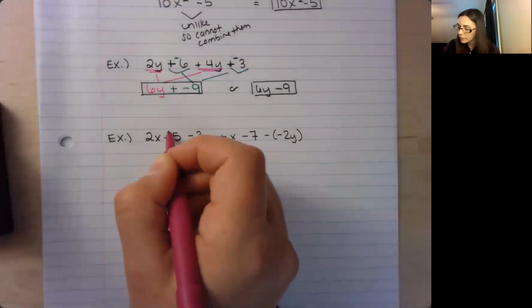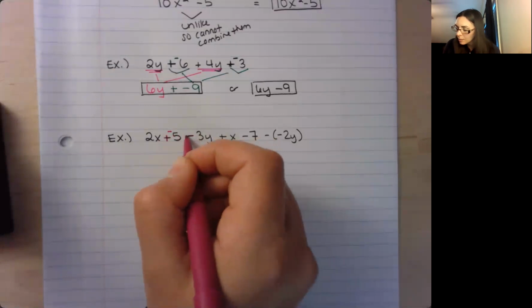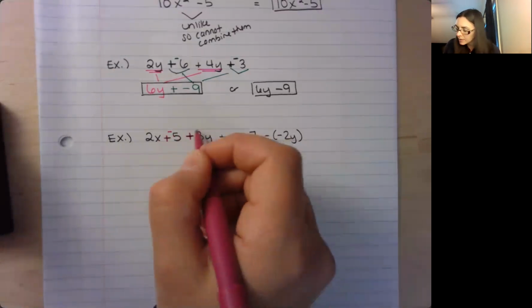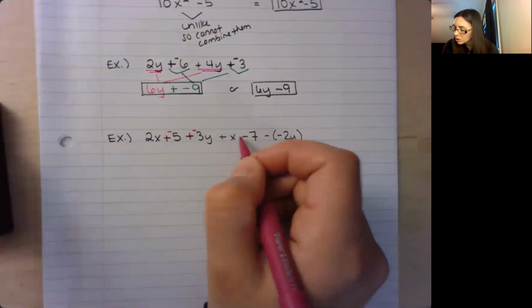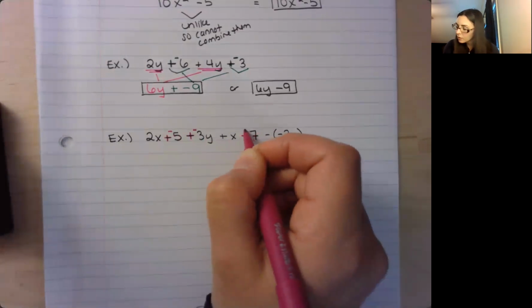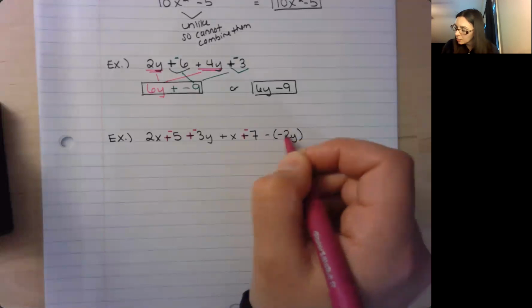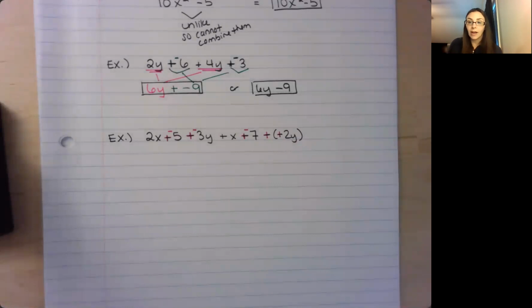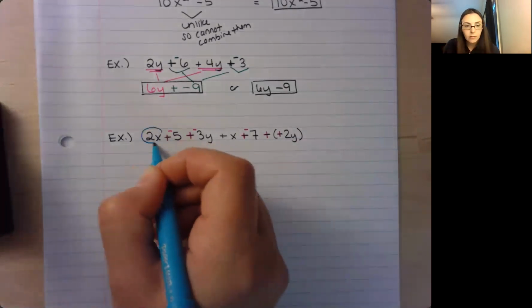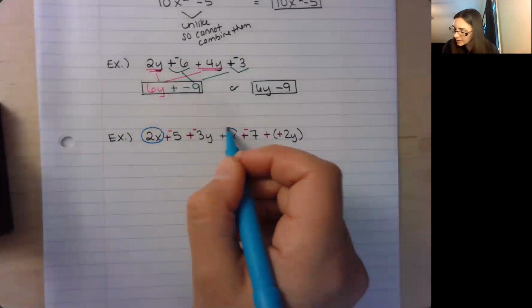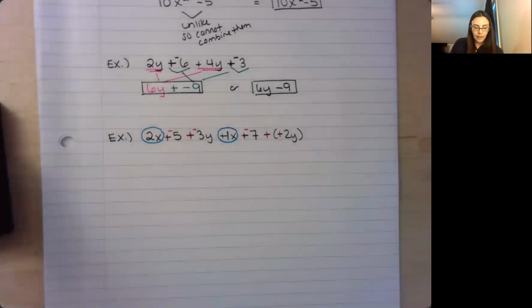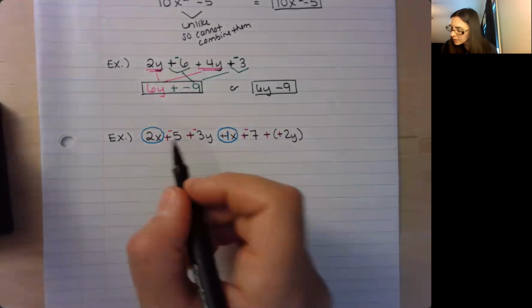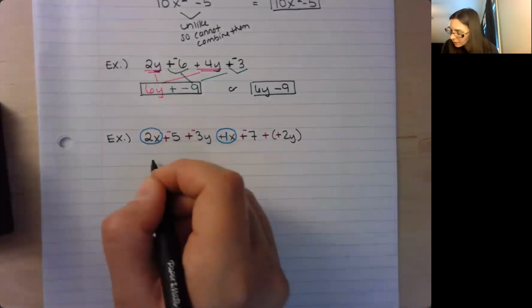So positive 5 becomes negative. Here, change it to addition, positive 3 becomes negative. Here, change it to addition, positive 7 becomes negative. Here, change it to addition, and then negative 2 becomes positive 2. Now, if that's too messy, you can rewrite it, which I do recommend as well. So let's look for our like terms. So I see a 2x here, and I see a plus x here, so that would be a 1x. So I'm going to combine those first. 2x and 1x, 2 plus 1 is 3, so I have 3x.